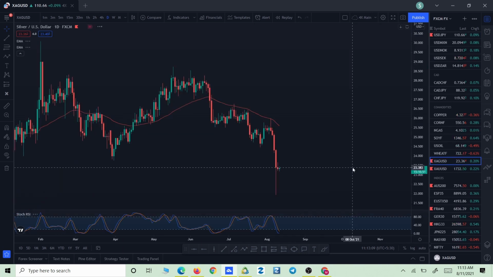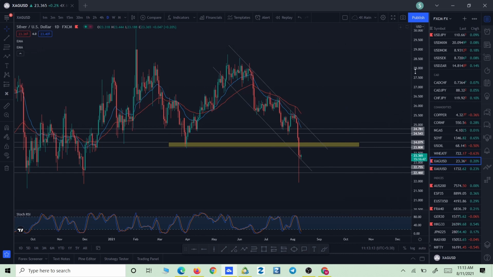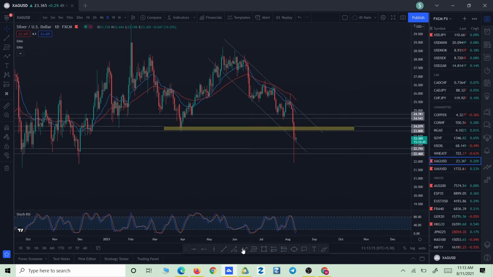Next we are going to talk about silver, that's XAG USD. Here, as you can see, the price is in a downtrend, making consistent lower lows and lower highs. Starting from here, we have the low, lower high, lower low, lower high, and now price not only broke and closed above this low, but this low as well. So right now the price is here, retested this zone.